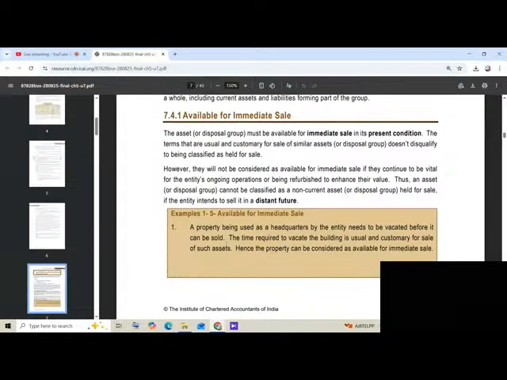Available for immediate sale. The asset or disposal group must be available for immediate sale in its present condition. Terms that are usual and customary for sale of similar assets or disposal groups don't disqualify them from being classified as held for sale. However, they will not be considered available for immediate sale if they continue to be vital for the entity's ongoing operations or are being refurbished to enhance their value. Thus, an asset or disposal group cannot be classified as held for sale if the entity intends to sell it in a distant future.